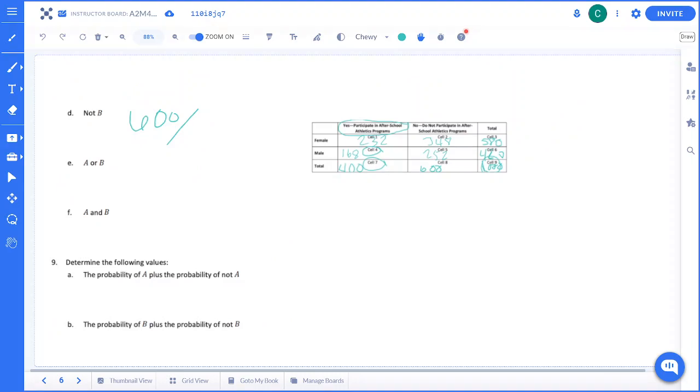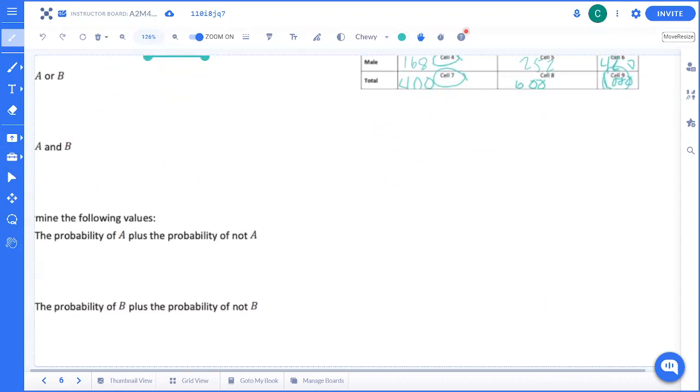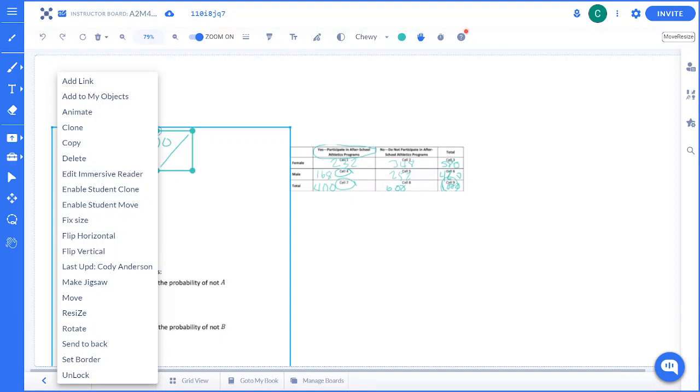Now, I'm not sure why it's doing that now. Sorry guys, don't know what's going on here. I can't find my mouse now. There it is.